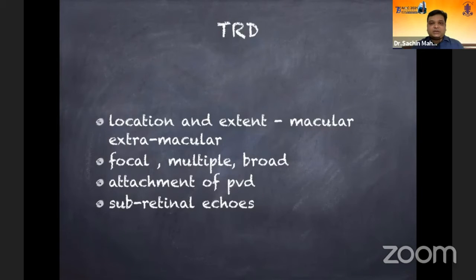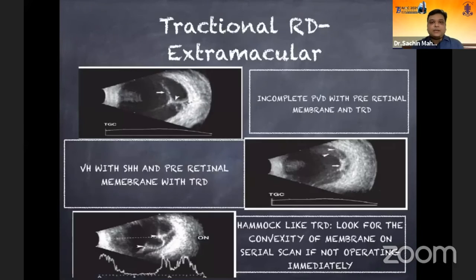Basically, what we need to understand on a B scan when there's a TRD is how the vitreous is attached to it, whether there's a focal attachment or a broad attachment, which will again help us plan during surgery. If there are subretinal echoes in the TRD, that means there is probably a subretinal bleed or a long-standing TRD with a subretinal exudation. If there's a subretinal bleed, it indicates the severity of the disease, as to how much vitreous hemorrhage and extent of hemorrhage is occurring.